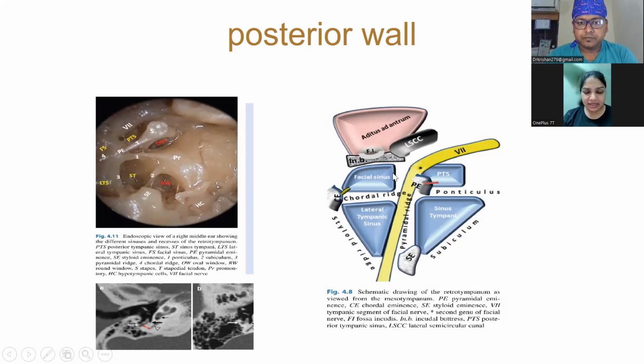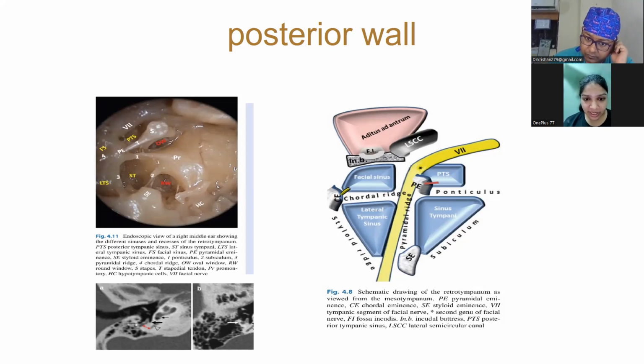And in the second, in the clinical picture, you can see how this area is seen. That is the styloid process, and the seventh nerve is seen over here. Also, the lateral tympanic sinus. The endoscopic view of the middle ear shows different sinuses and recesses of the retrotympanum, that is posterior tympanic sinus, sinus tympani, lateral tympanic sinus, facial sinus, and all the structures can be clearly appreciated in this area. But here you have to pay attention towards the sinus tympani area first and the facial recess area second.